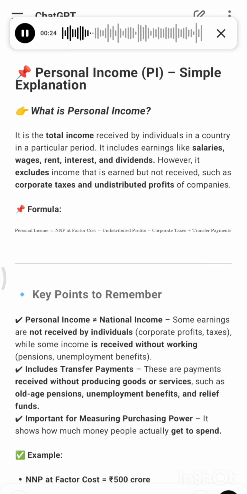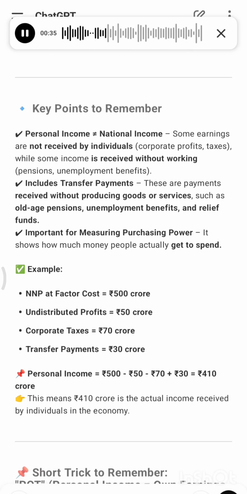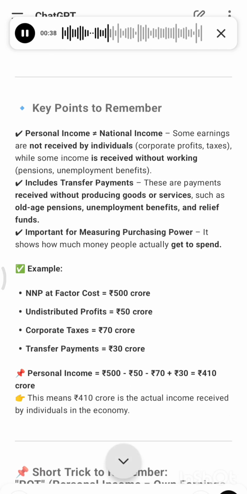Formula: personal income equals NNP at factor cost minus undistributed profits minus corporate taxes plus transfer payments. Key points to remember. Personal income differs from national income. Some earnings are not received by individuals, such as corporate profits and taxes, while some income is received without working, such as pensions and unemployment benefits. It includes transfer payments. These are payments received without producing goods or services, such as old age pensions, unemployment benefits, and relief funds. Important for measuring purchasing power, it shows how much money people actually get to spend.